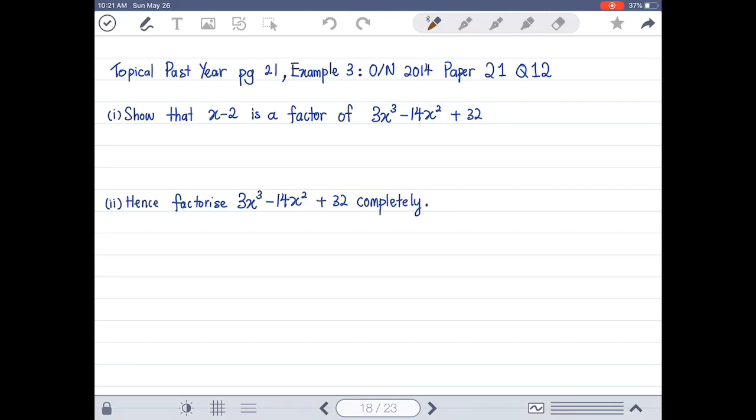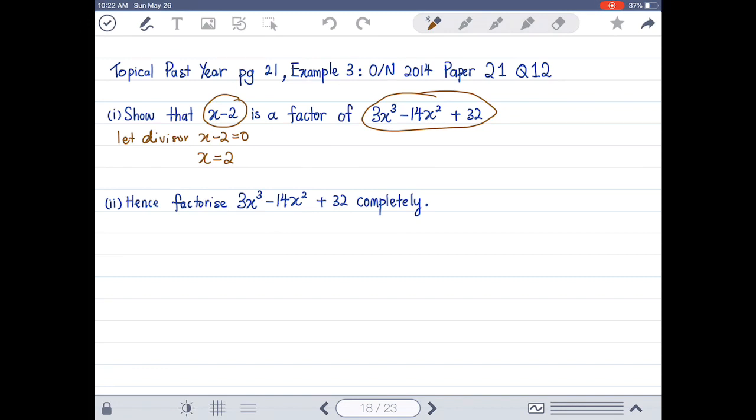Let's do one example from Topical Past Year, page 21. Example 3, October, November 2014, paper 2-1, question 12. Show that x minus 2 is a factor of 3x cubed minus 14x squared plus 32. First step, let the divisor x minus 2 equal to 0. So we have x equals to 2. And if this is a factor of this polynomial here, then we should have remainder equal to 0.